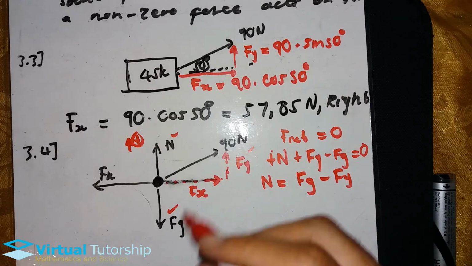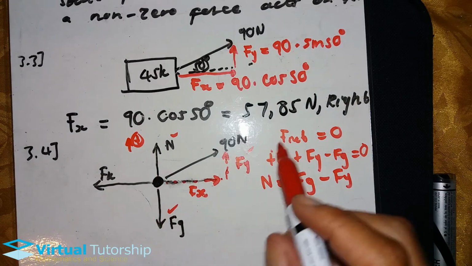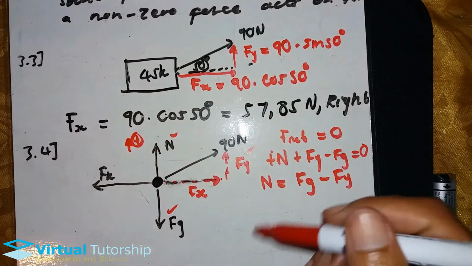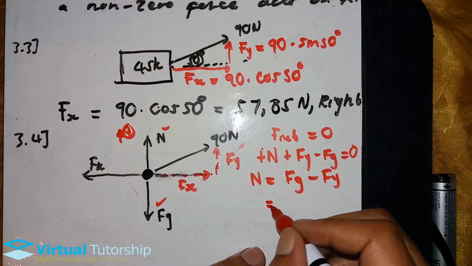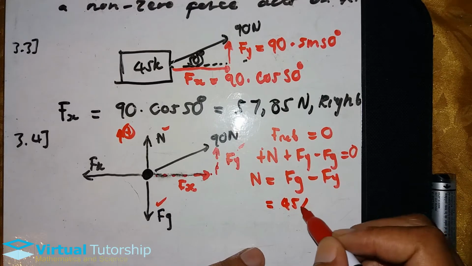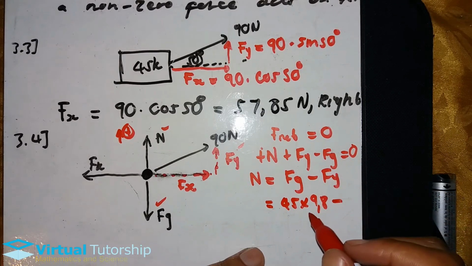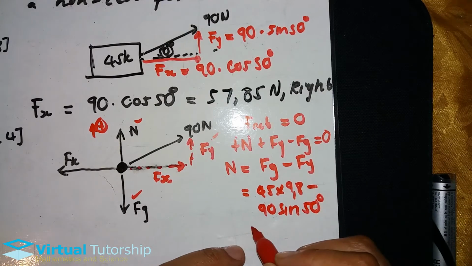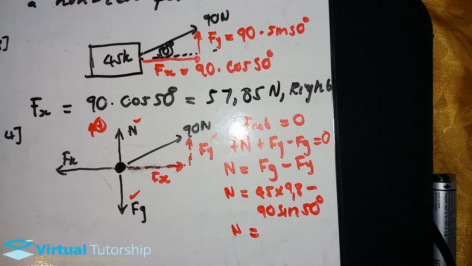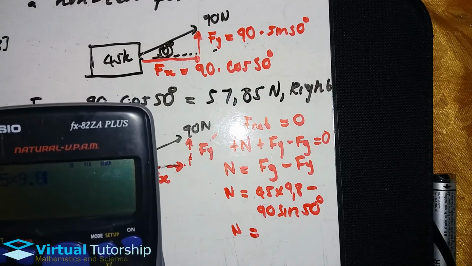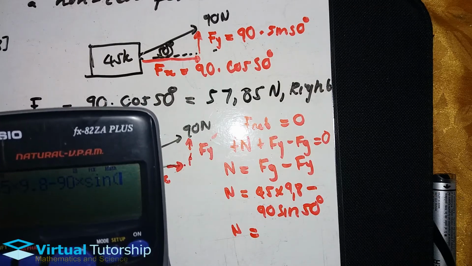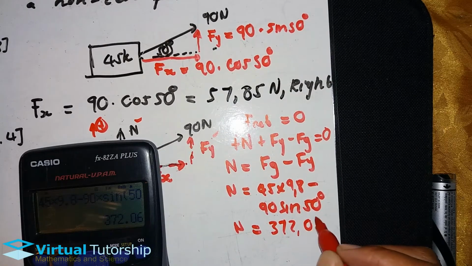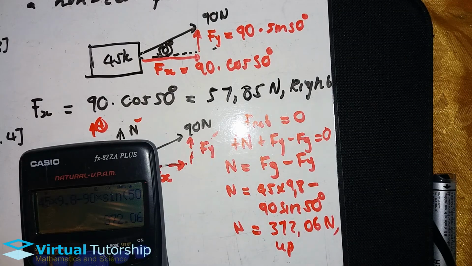So in normal force, whenever there's a force applied at an angle, we must calculate the net force vertically, and then with n as the subject of the formula it's going to be equal to Fg, which is 45 times 9.8, minus Fy, which is 90 sine 50 degrees. So the normal force is going to be 45 times 9.8 minus 90 times sine 50 degrees. So the answer is 372.06 newtons up.